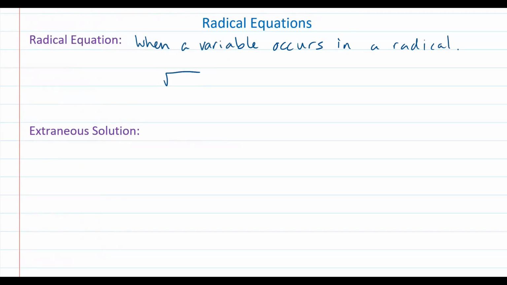In other words, the expression that you are taking the square root or the third root of. So in this case, the square root of x is equal to 4 would be an example of a radical equation. Well, because you're taking these square roots or even roots, there can exist what's called an extraneous solution. An extraneous solution is an apparent solution that is not a solution of the original equation.